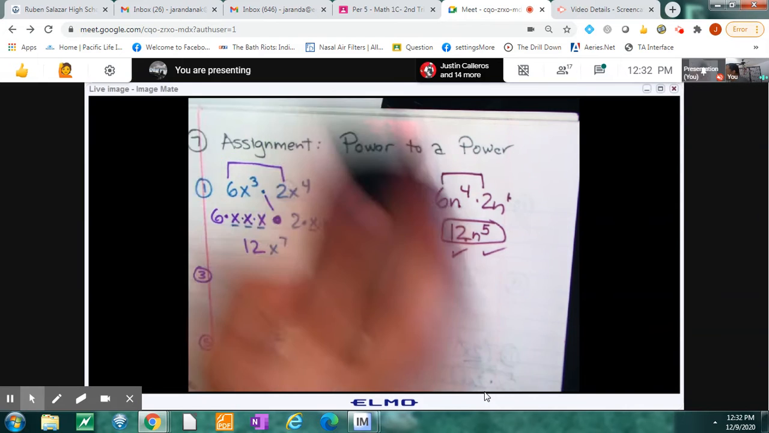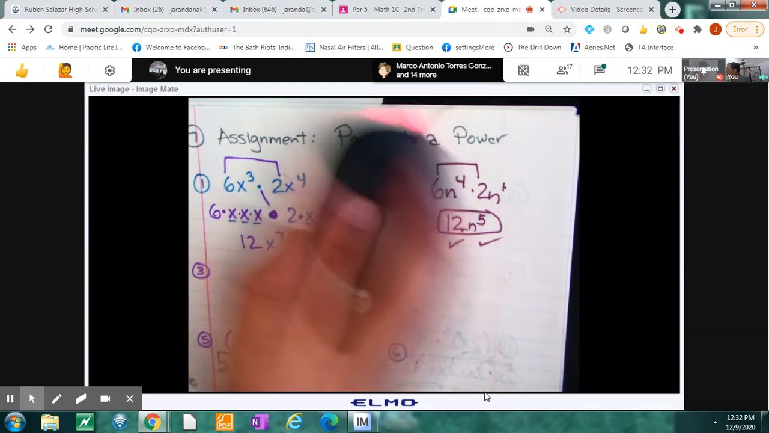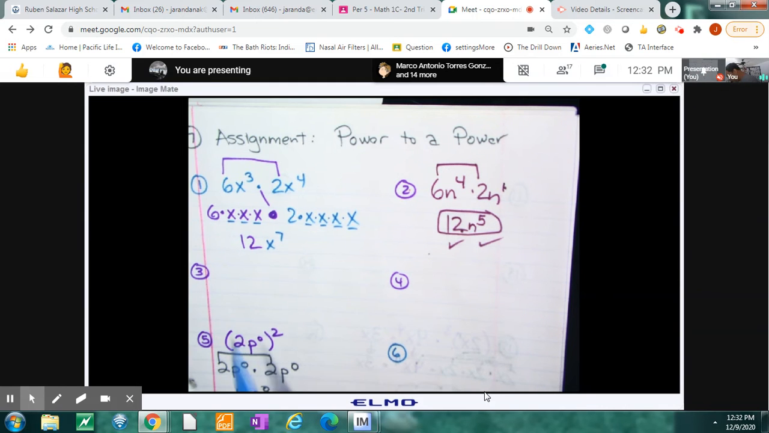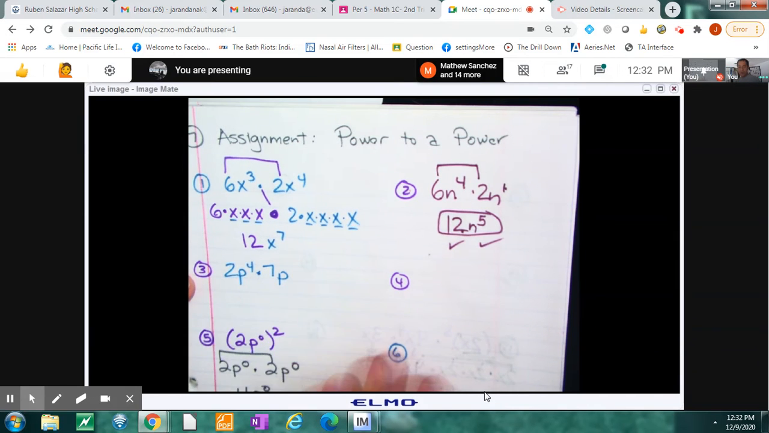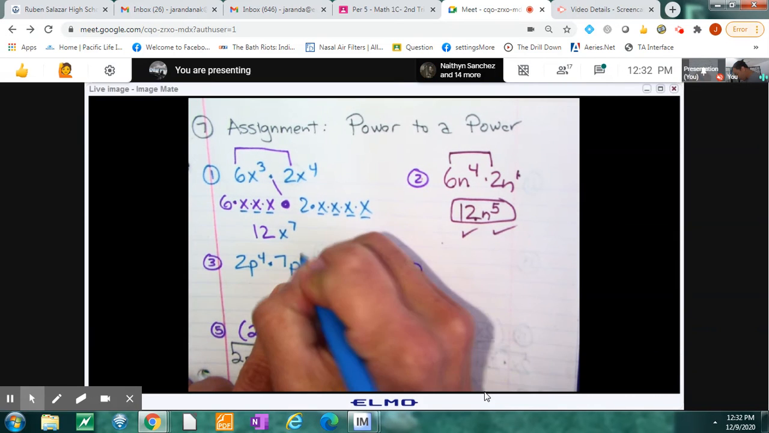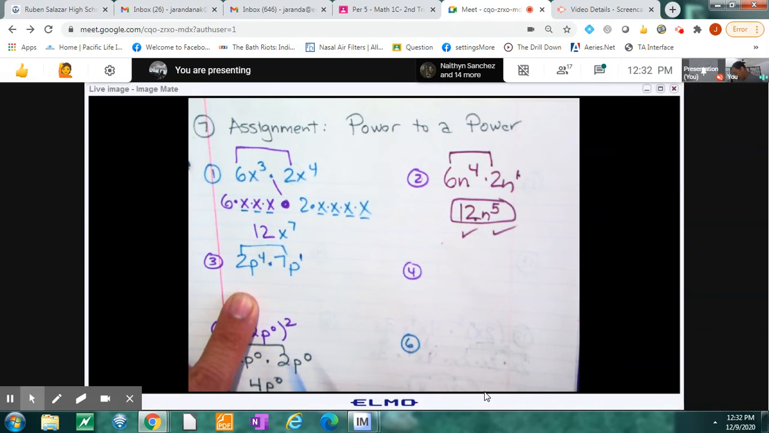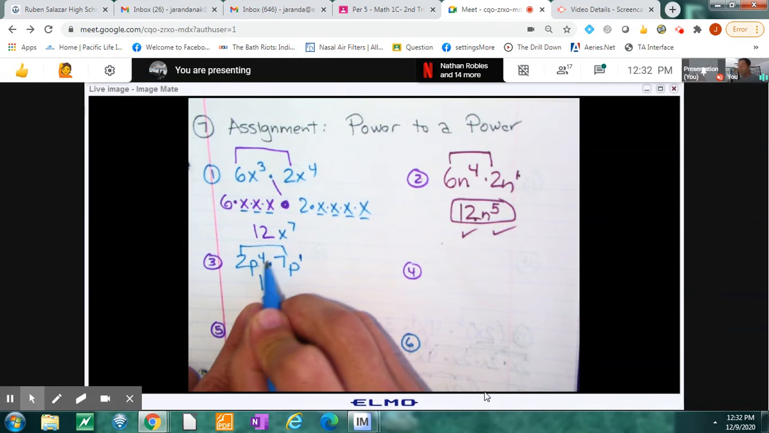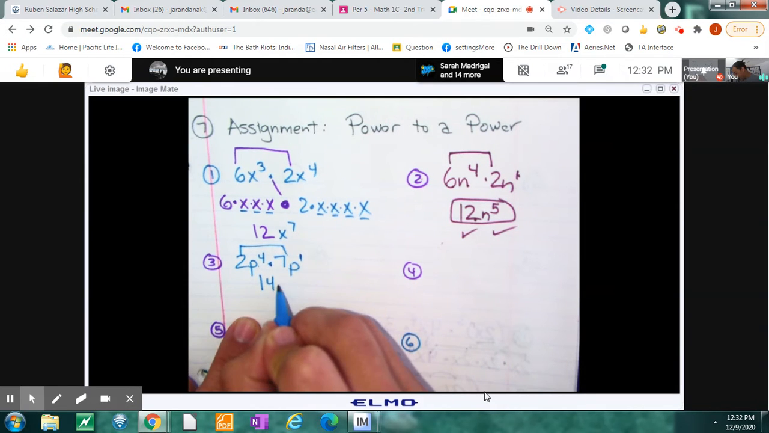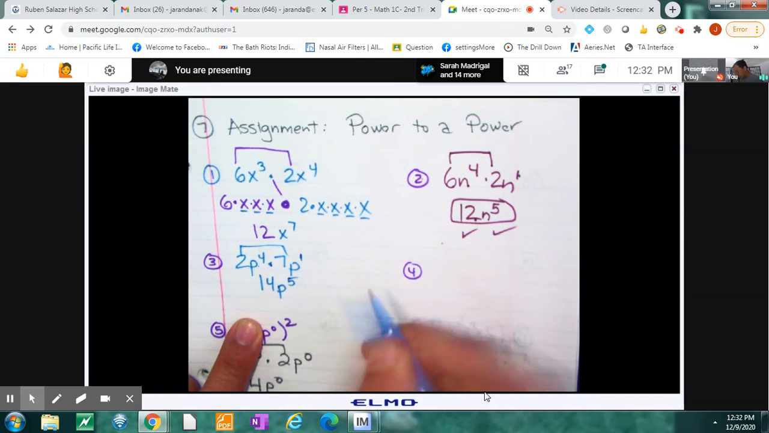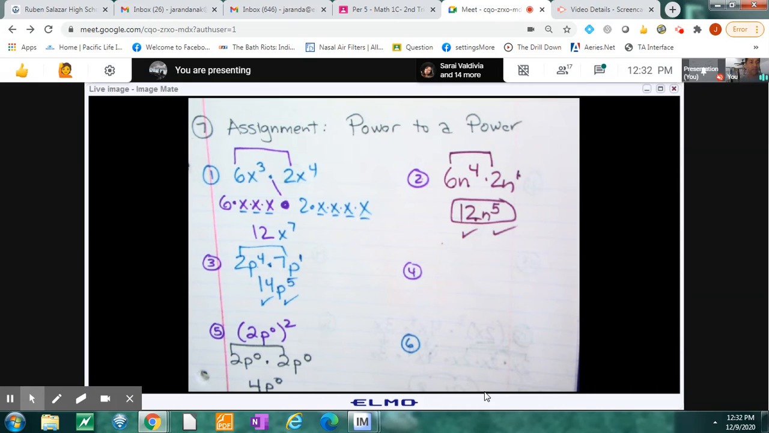So number 3, let's see the work. The assignment. Number 3 is 2p to the 4 times 7p. All right, so again, that's p to the 1. So the coefficient 2 times 7 is 14, right? And then p to the 4 and a 1, that's p to the 5. So if you got the coefficient and the variable with the exponent, put 2 little checks, all right?